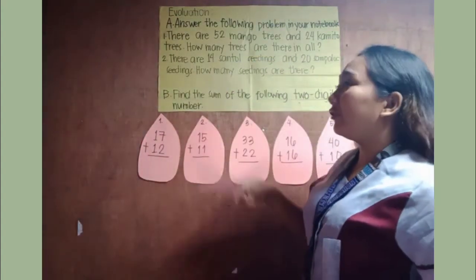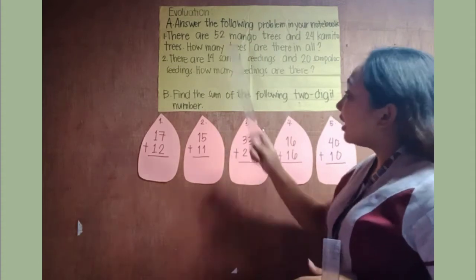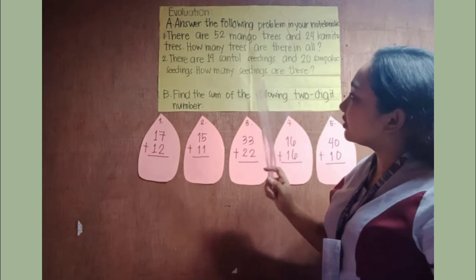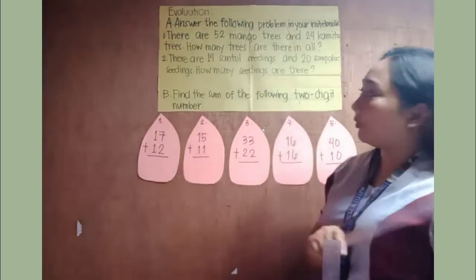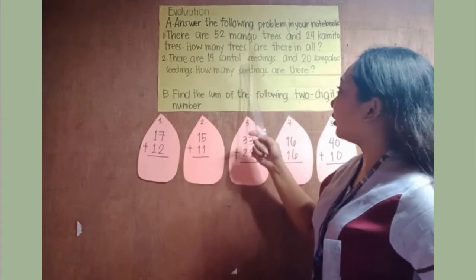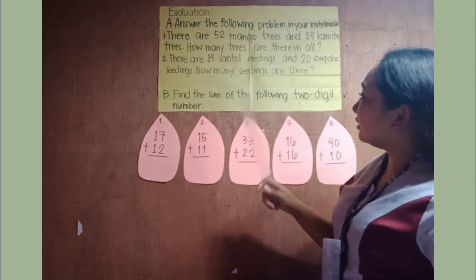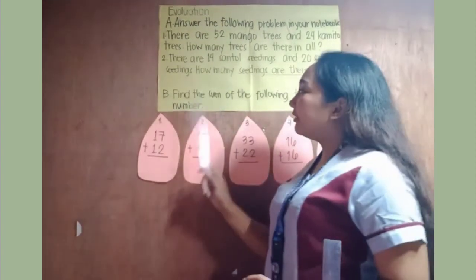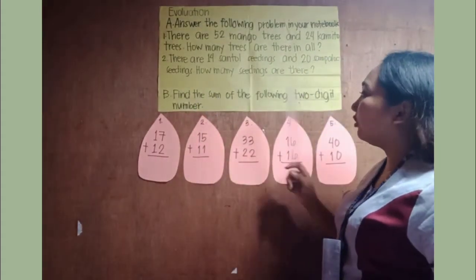In letter A, you need to answer the following problem in your notebook. So, number 1, there are 52 mango trees and 24 tomato trees. So, how many trees are there in all? So, in number 2, there are 14 santol seedlings and 20 sampalok seedlings. So, how many seedlings are there?